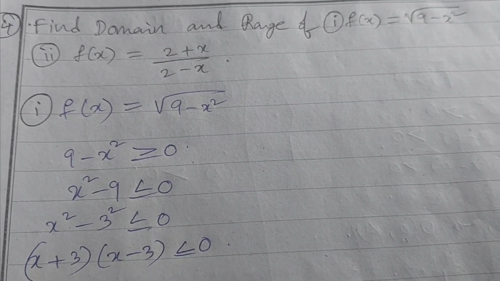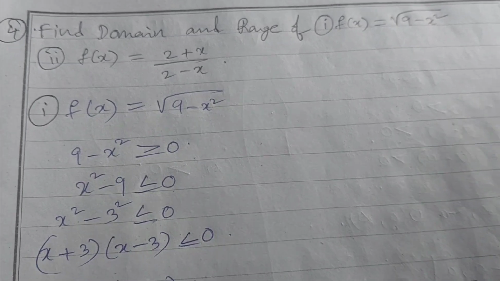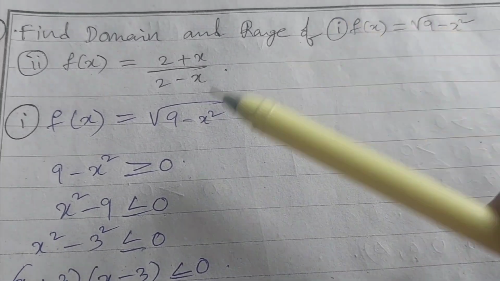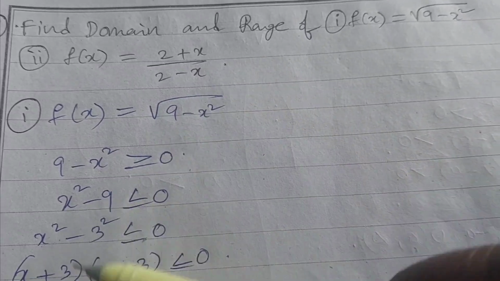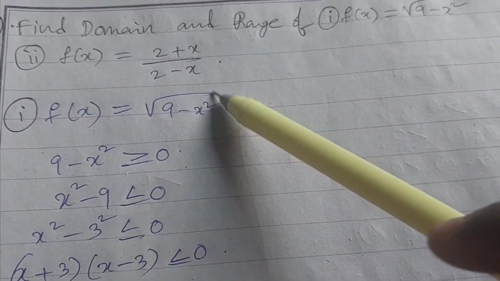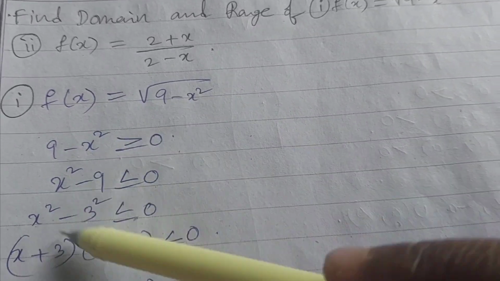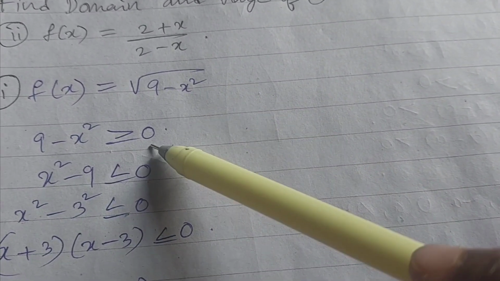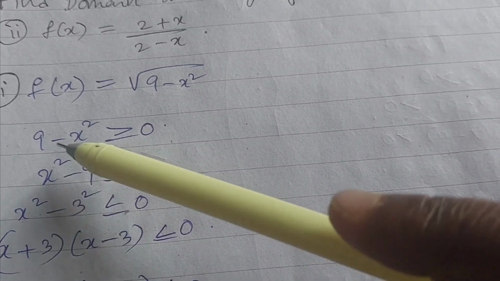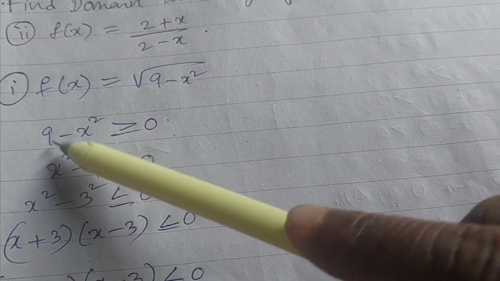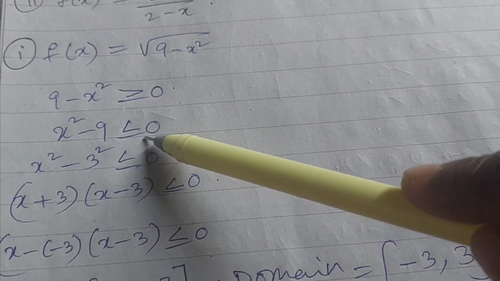Next question, find the domain and range of f of x is equal to under root 9 minus x square, and f of x is equal to 2 plus x by 2 minus x. The first question, f of x is equal to under root of 9 minus x square. So for the domain, as it is an f of x function, we should take the root under values as greater than or equal to 0. So the x square coefficient is negative, multiply with minus, it will be plus, it will be minus, and the greater than symbol will become the less than symbol.